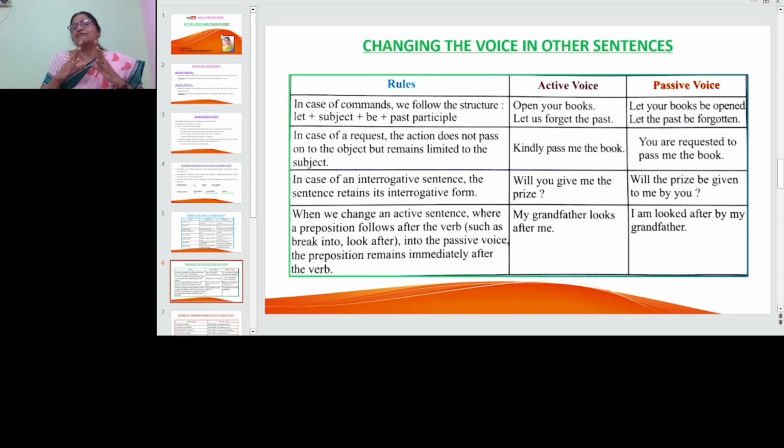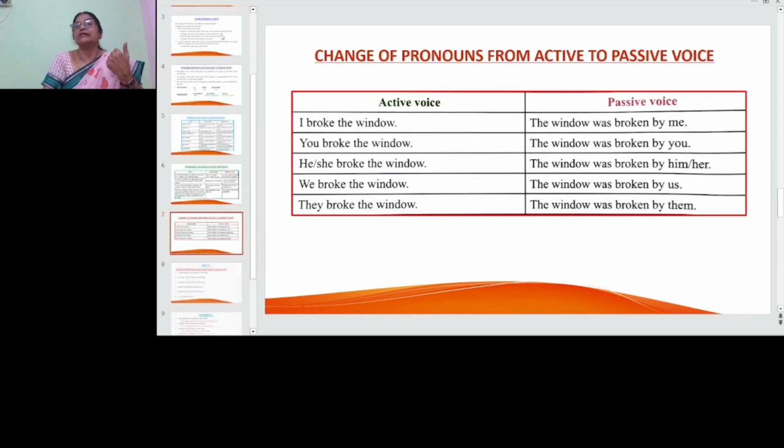Okay. "My grandfather looks after me." What sentence is this? Now, "looks after me" has a preposition that follows the verb. See, "looks after" is a phrasal verb. So you need not change "looks" alone. You should not split them and write "looked" and "after" separately. So, "My grandfather looks after me." "I am looked after by my grandfather." You should not separate "look" and "after" because they go together.